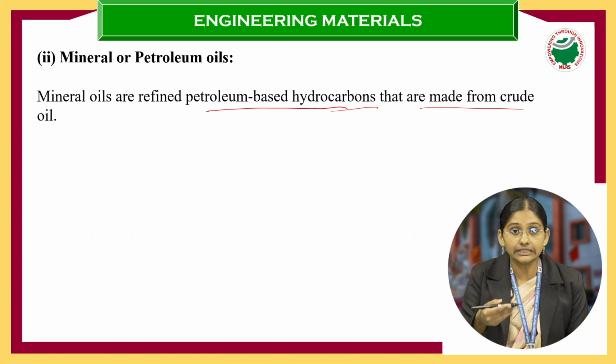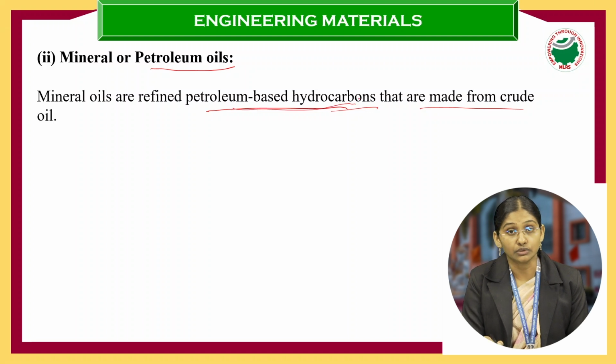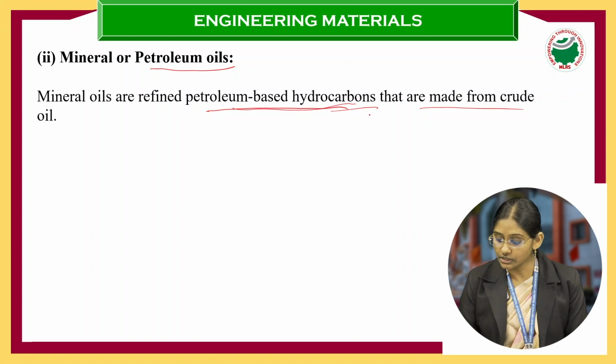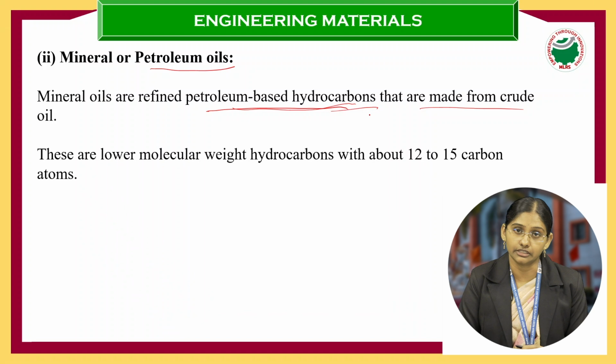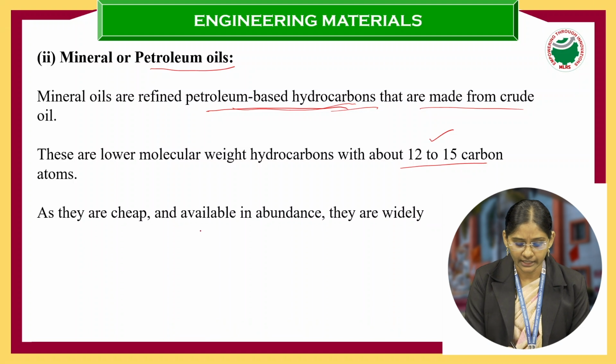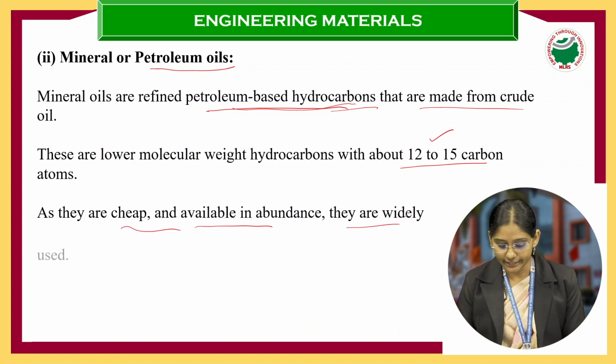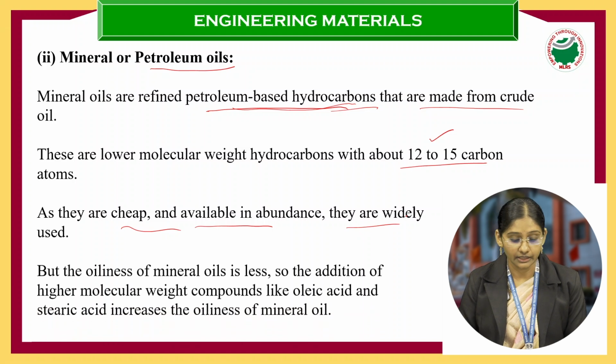So among these different fractions of oils, we take the petroleum oils, and these petroleum oils also act as lubricants because they contain low molecular weight hydrocarbons. 12 to 15 carbons are present, and as they are cheap and available in abundance, they are widely used. Here these are obtained from the refining of petroleum.